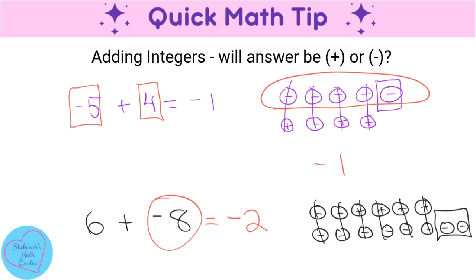When adding one positive and one negative, look at what you have more of. If you have more positives, your answer will be positive, or if you have more negatives, your answer will be negative.